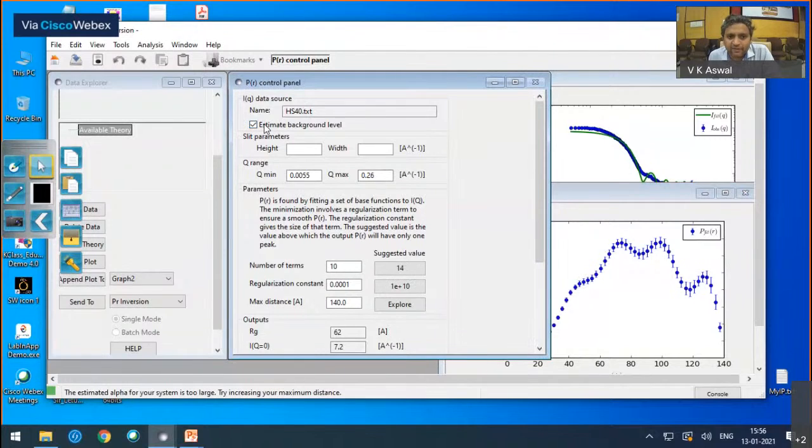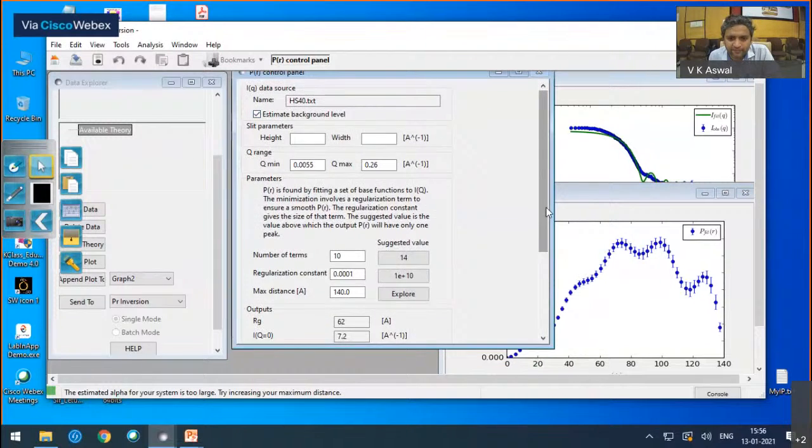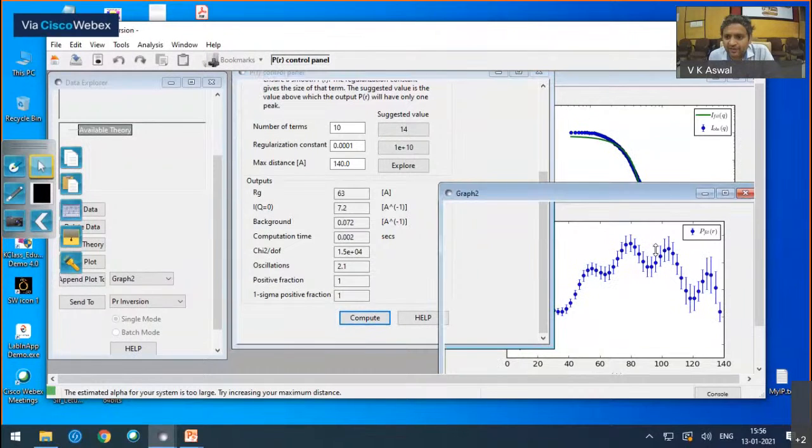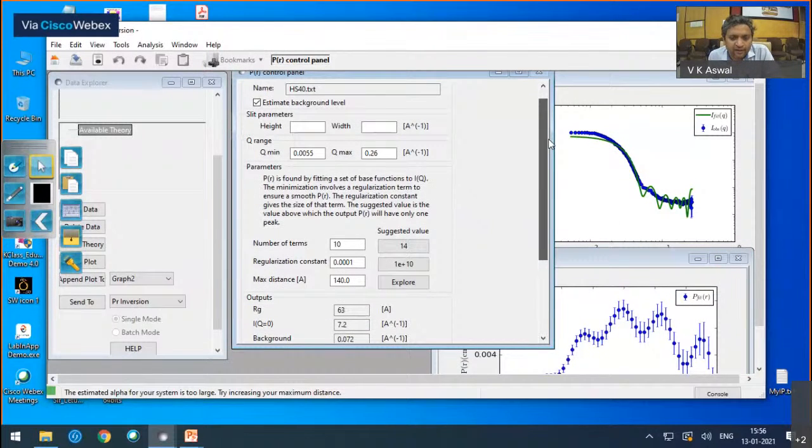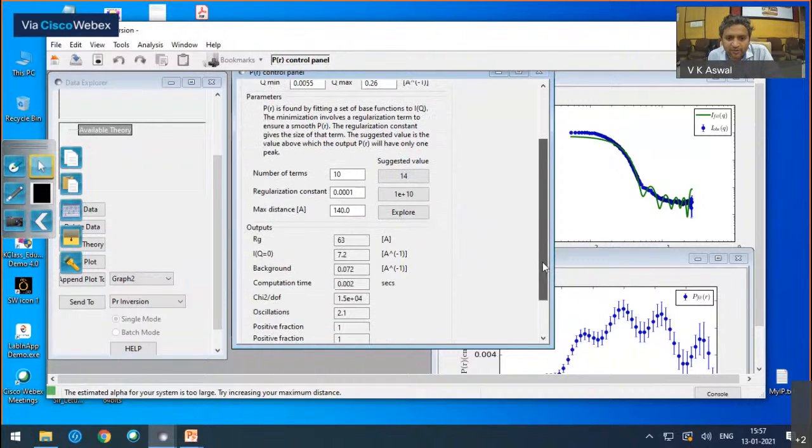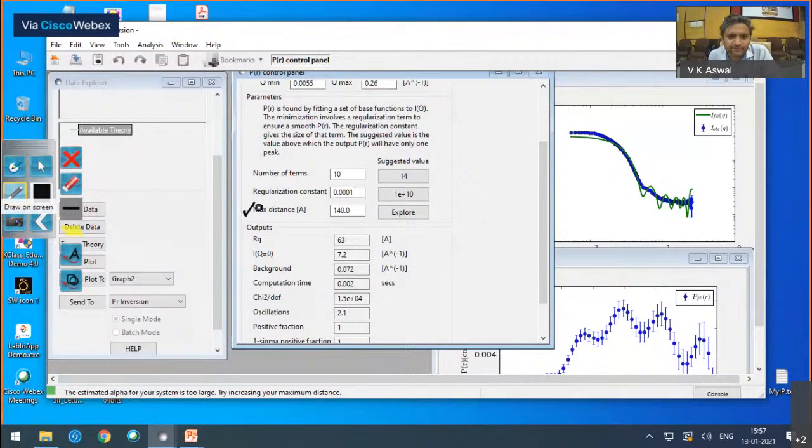We will estimate the background. Just click on this estimate background and compute. So you will see that the background is estimated. In SASfit, we were putting the value for the background, but in SasView, it automatically does it. But the way is same. The scattering at the largest Q value is estimated as a background. They already have estimated the Q range. Now what we need to do is to give three parameters. Most important is the maximum distance. This one. This is the distance usually corresponding to the diameter. But since the system is polydispersed, you will see it is larger than the mean of the diameter.